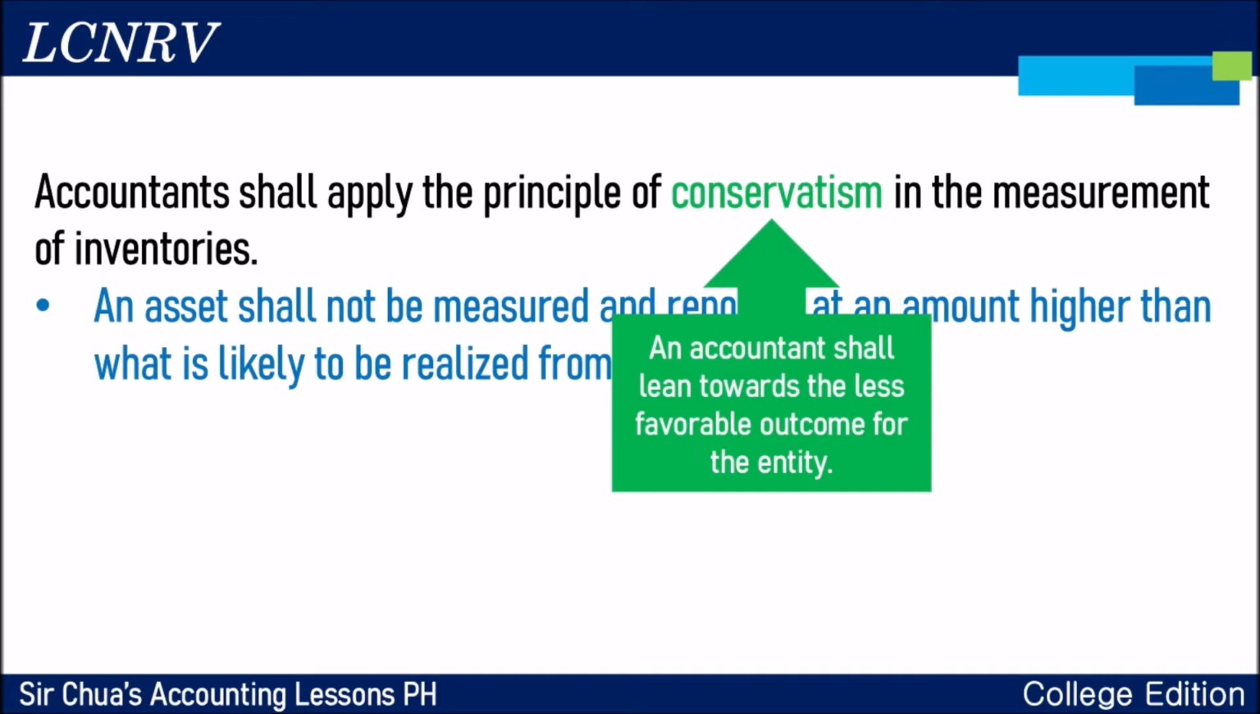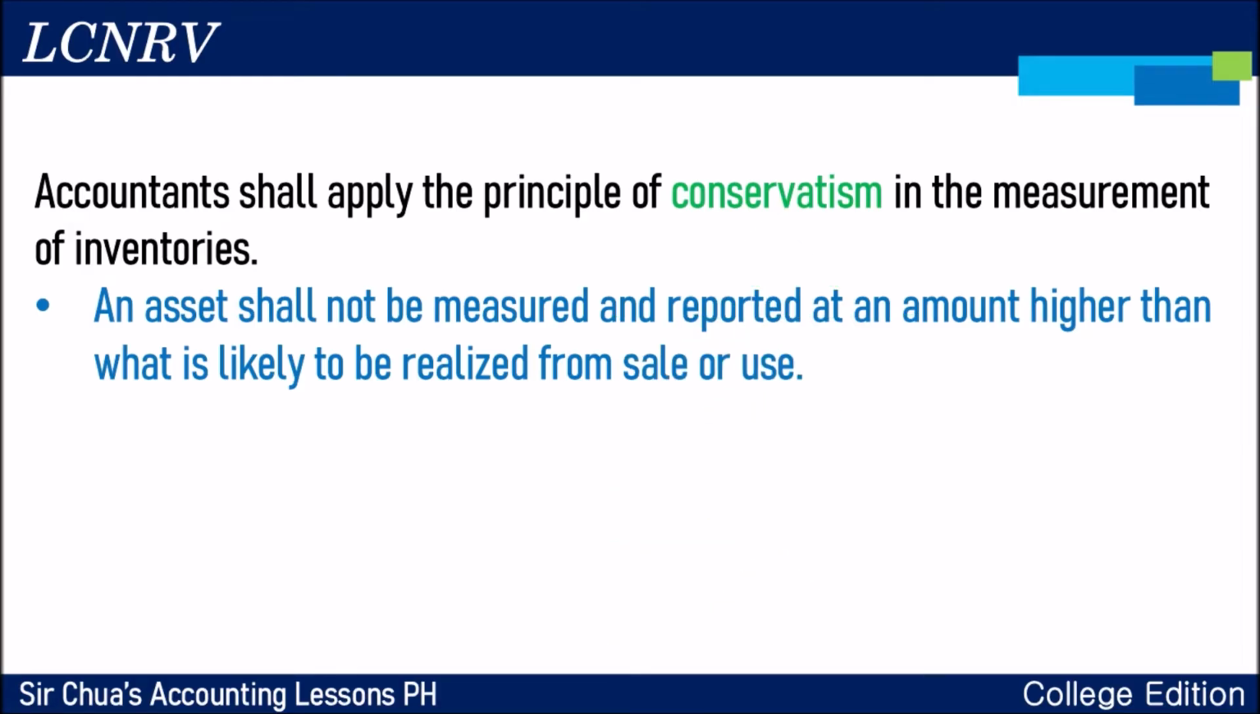So in applying it in the measurement of inventories, remember that we use LCNRV because an asset shall not be measured and reported at an amount higher than what is likely to be realized from sale or use. So let's say, for example, the recorded or reported cost of inventory is 100,000, but what you will only realize in those inventory is just 80,000. You cannot report inventories at 100,000 if you think that you can only realize 80,000 from that. Hindi tayo pwedeng mag-exceed dun sa marirealize natin.